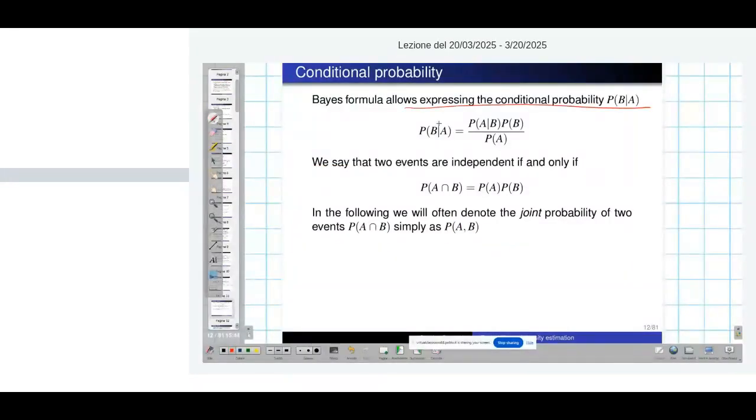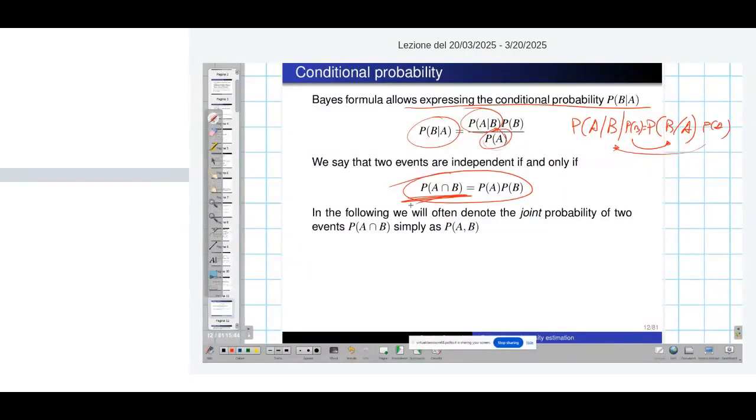Now, Bayes' formula allows us to relate the probability of A given B to the probability of B given A, which happen to follow this rule. And if both P of A and P of B are different from 0, then we can bring each to the other side. Here, when we write something at the denominator, it holds, of course, only if the thing is different from 0. Then we have the concept of independence. Two events are independent if the probability of the joint event A and B is equal to the product of the probabilities.